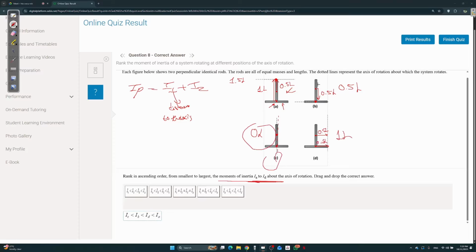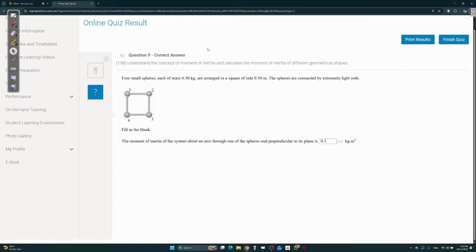Which one has the lowest? C. Which one has the highest after that? Then B, then D, then A. This one's very important, a hugely important question. You must know how to do it, okay?